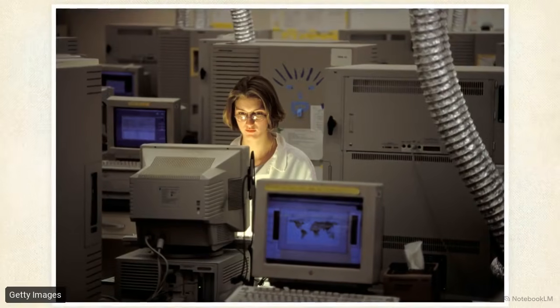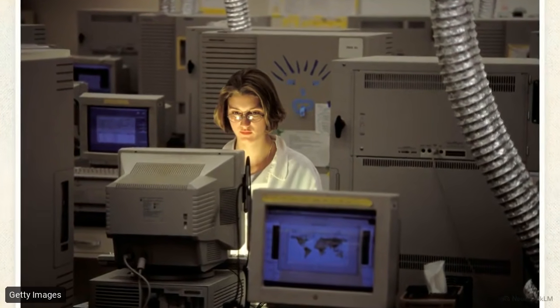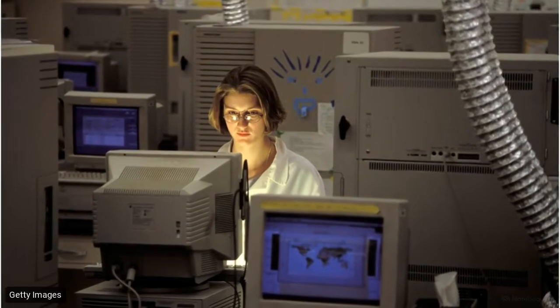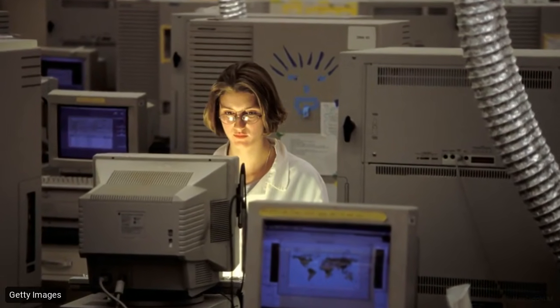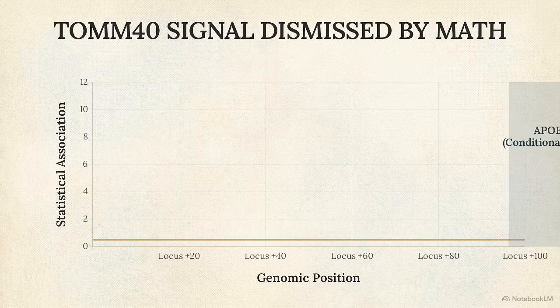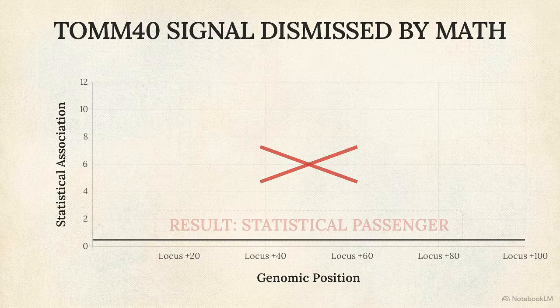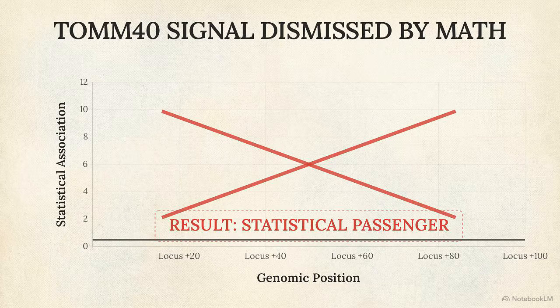This creates a methodological crisis. When two variables always appear together, standard statistics struggle to untangle which one drives the clinical risk. Statisticians attempt to resolve this through conditional regression. When the influence of ApoE4 is mathematically removed from the data, the remaining risk signal for TOM40 disappears. Because the signal vanished in the math, the field broadly dismissed TOM40 as a statistical passenger, a meaningless marker merely hitching a ride with its neighbor.